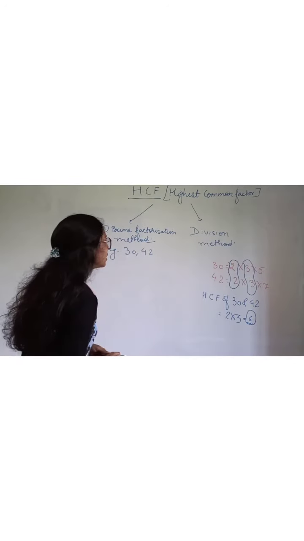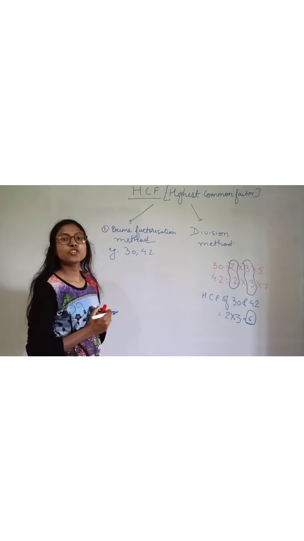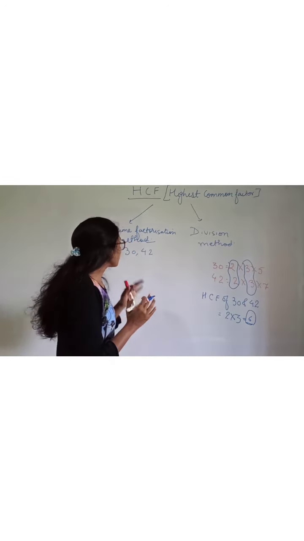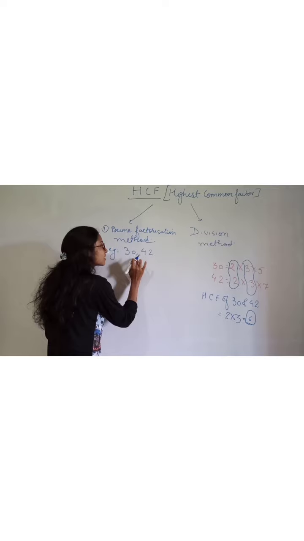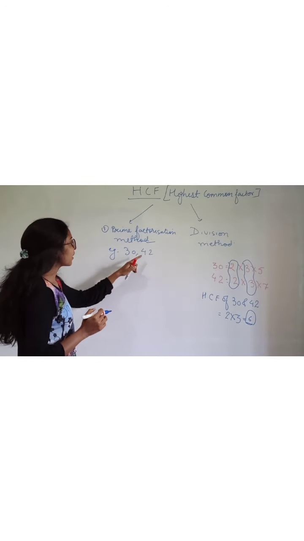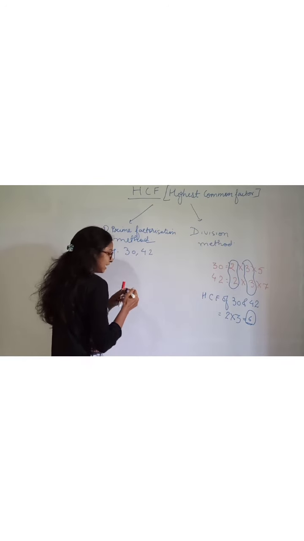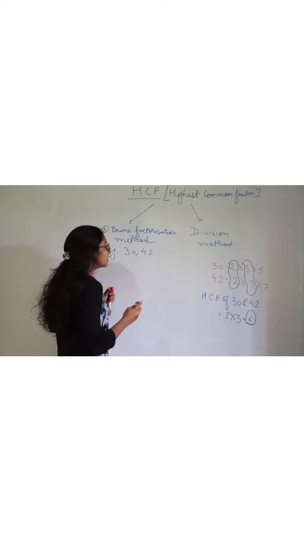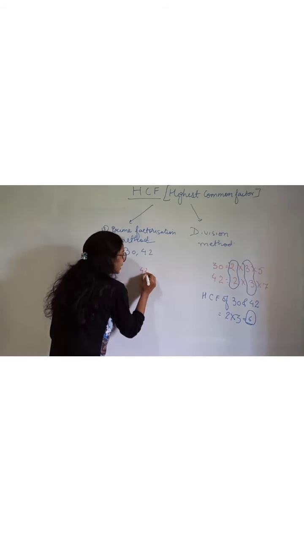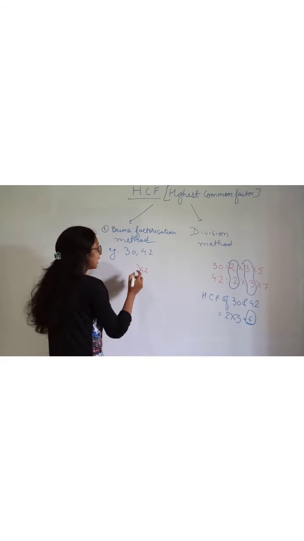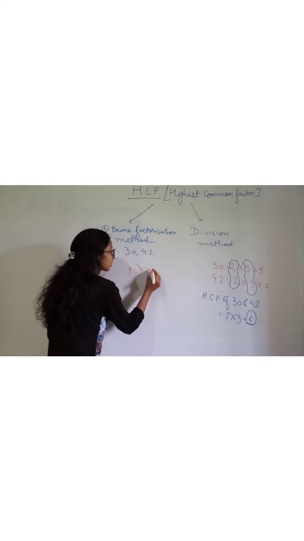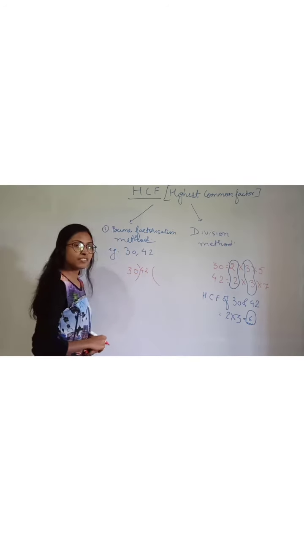So how to proceed with the division method? In the division method, first you have to see which among these is the greatest. The greatest one you will write in the place of dividend. You all know that whenever we divide, the dividend is written here and the divisor, which is dividing the number, is written here. So we will start dividing.